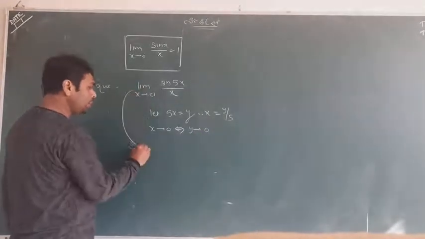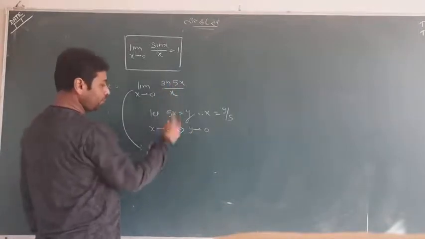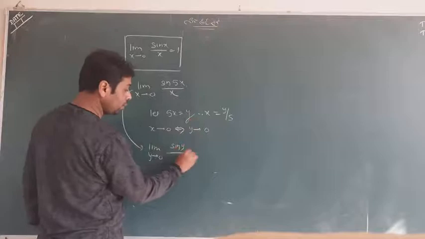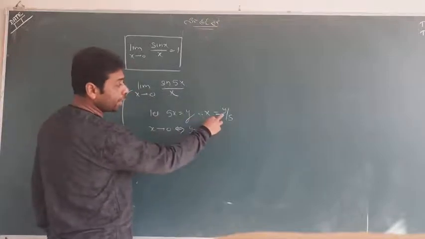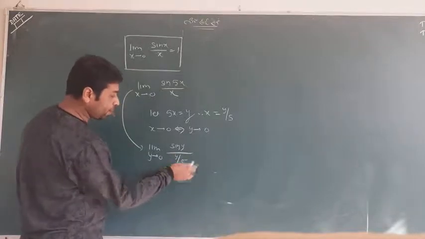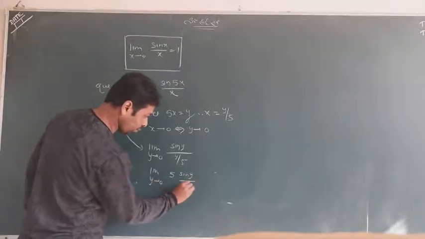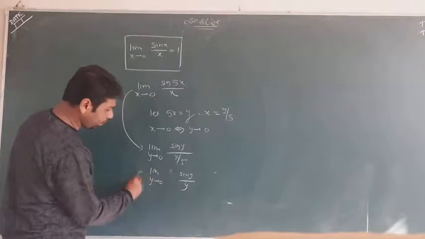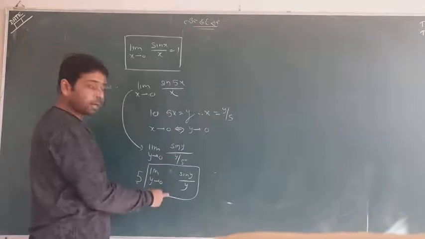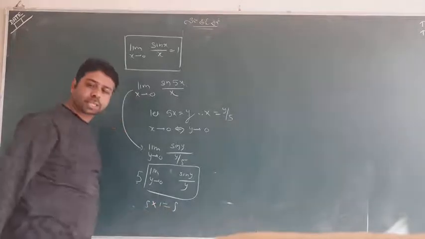So this portion will change as y tends to 0, sine of, instead of 5x I will write y, and instead of x I will write y by 5. So this 5 in y by 5 will transfer upside. Five is a constant value, will come outside, and this is again the same formula which was in x, now it is in y. So your answer is 1. So 5 into 1 is your answer 5. This is actually the long method.